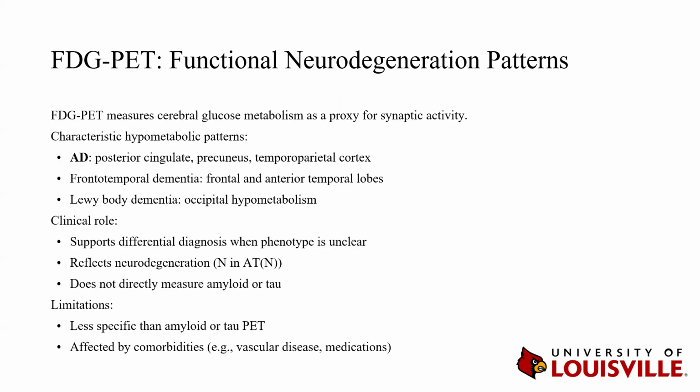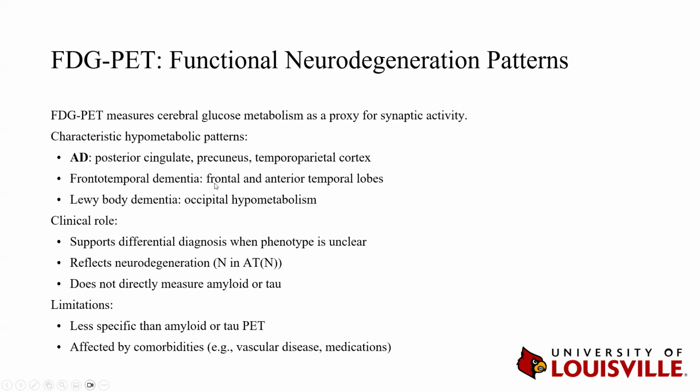All right, so let's discuss a little bit more about this FDG PET. What is this used for? It's measuring the cerebral global metabolism, which is essentially showing the level of activity between these synapses. Again, there are certain characteristic patterns that are important for us to know. Most particularly in AD, it's going to start off in the posterior cingulate, then go to the precuneus, and eventually the temporoparietal cortex is that classic thing that you see.